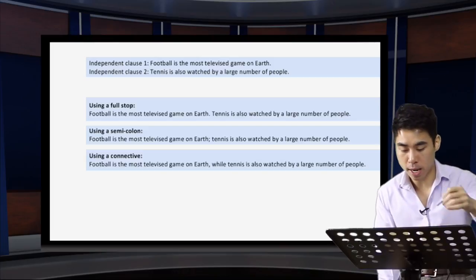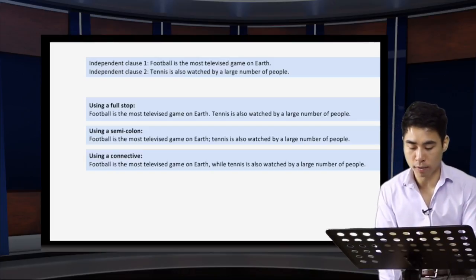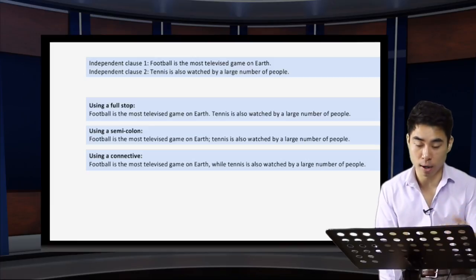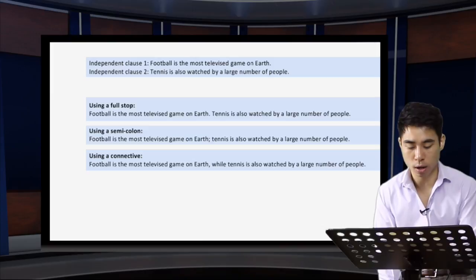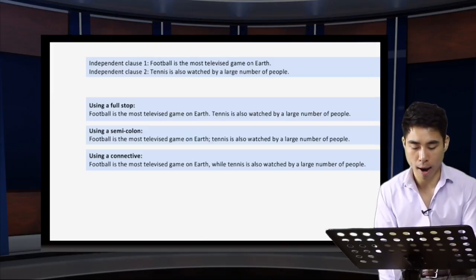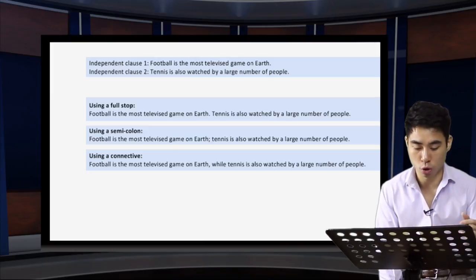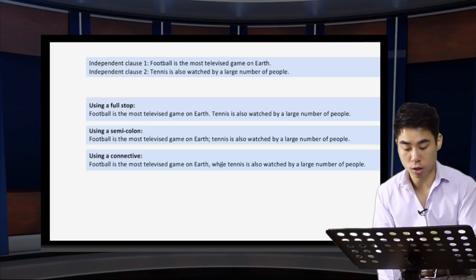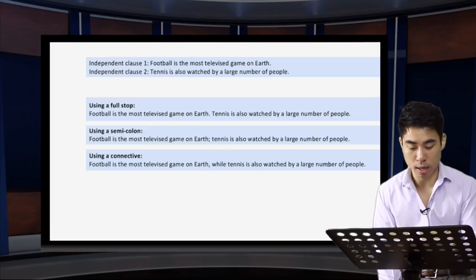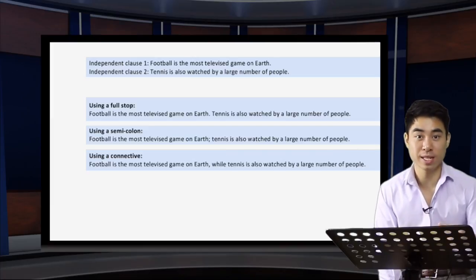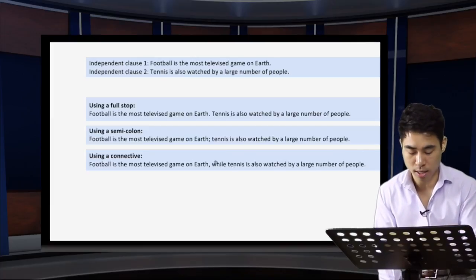Method number 3: here you can use a connective. So essentially we're putting the word "while" in front of independent clause 2. Now this, "while tennis is also watched by a large number of people," isn't an independent clause. This doesn't make sense by itself. You couldn't capitalise the W and have a sentence that reads, "While tennis is also watched by a large number of people," because the introduction of this word "while" changes the meaning of this independent clause. This is now a dependent clause because it doesn't make sense by itself.